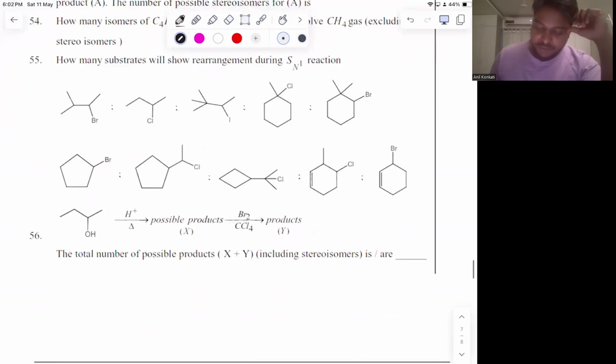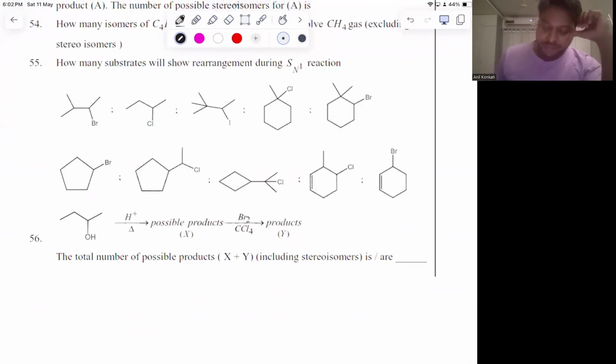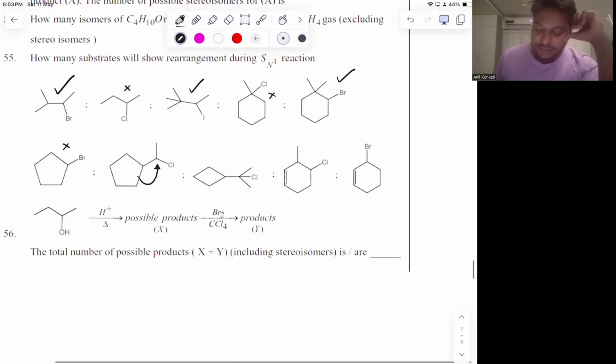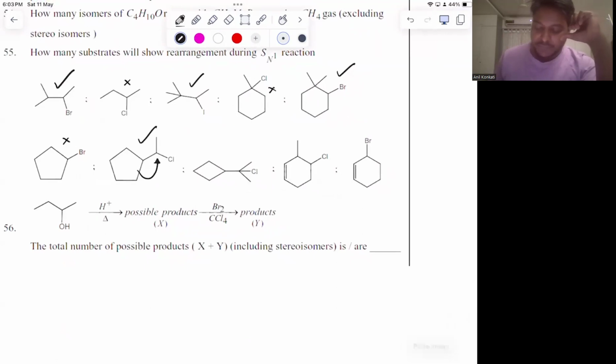55, SN1. Rearrangement should happen. You can notice that if Br leaves first, positive charge will be here. It will undergo rearrangement here. So yes, here there is no rearrangement. Here there is a rearrangement because methyl will shift here. Positive charge will move here. Here there is no rearrangement. Here there is a rearrangement. Here there is no rearrangement. Here there is a ring expansion. Ring expansion is also a rearrangement. Here there is no rearrangement. Got it? Because it is already at a tertiary position.